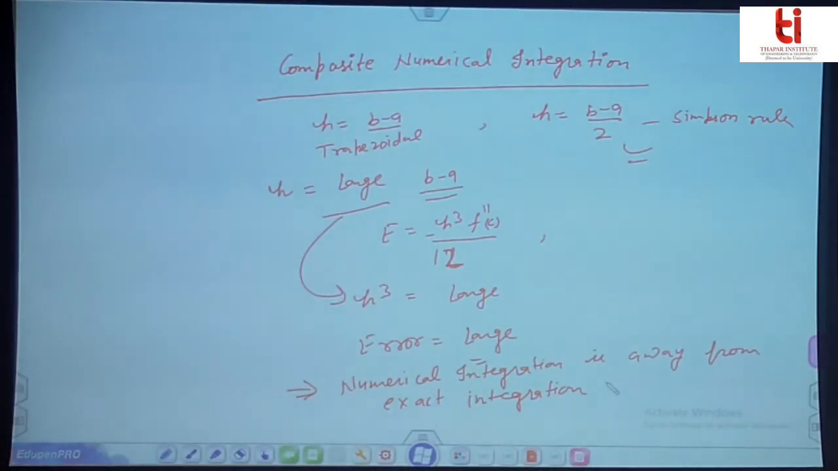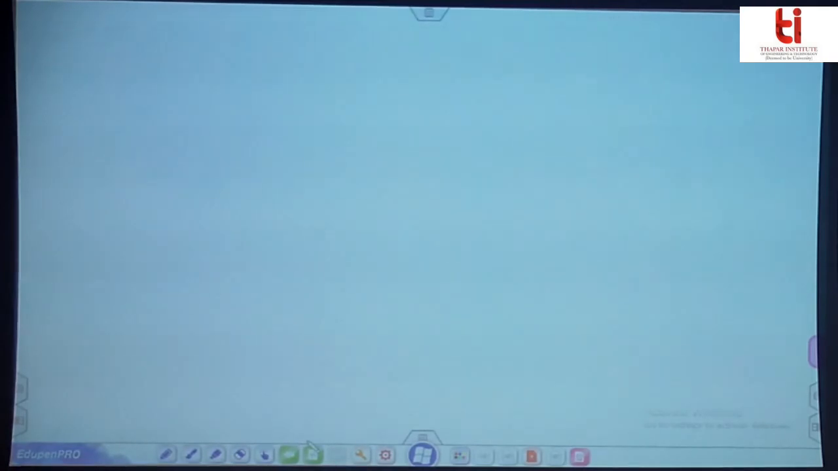Composite means we will try to reduce the length of the interval. We'll try to reduce this h. That is what we are going to do in this section. So let us write in words: we will first do the composite trapezoidal rule. So now we'll discuss the composite trapezoidal rule.